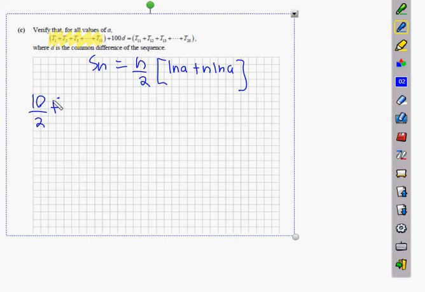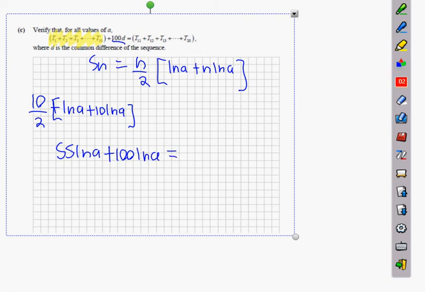So all I have to do is say 10 over 2 multiplied by 2 ln A plus 9 ln A, and that's going to be 11 ln A multiplied by 10, which is 110 ln A divided by 2. I'm going to get 55 ln A. The difference is 100 ln A, because the difference D is ln A.